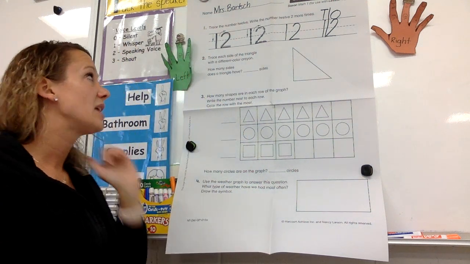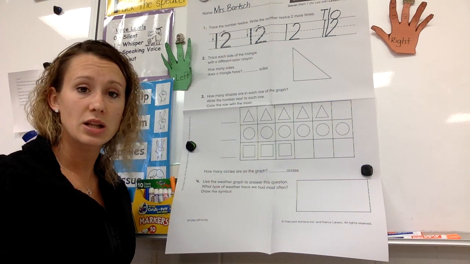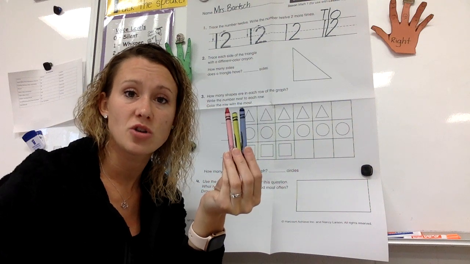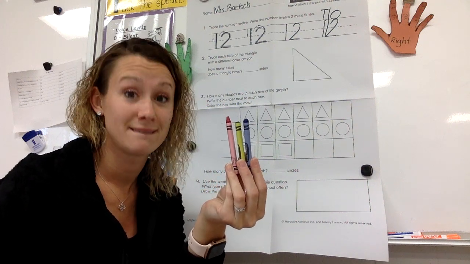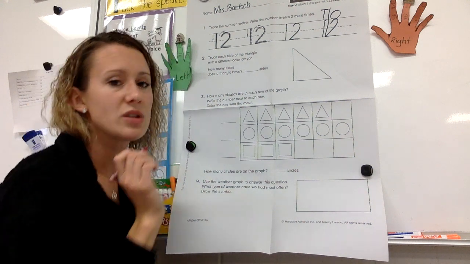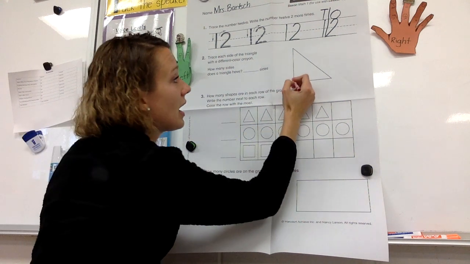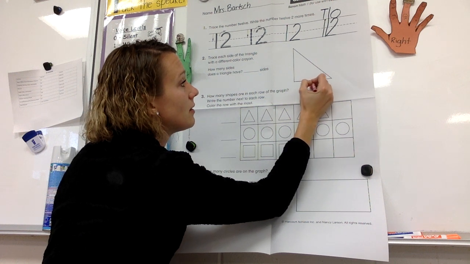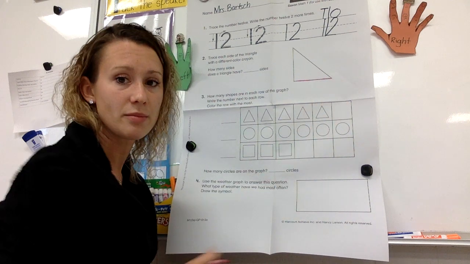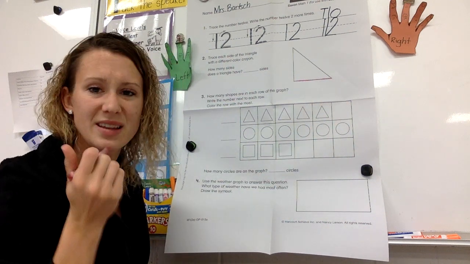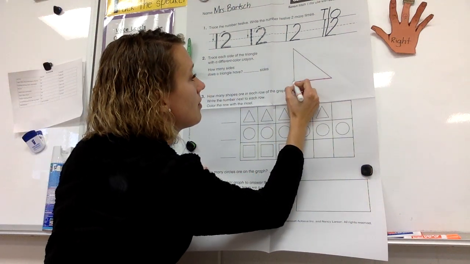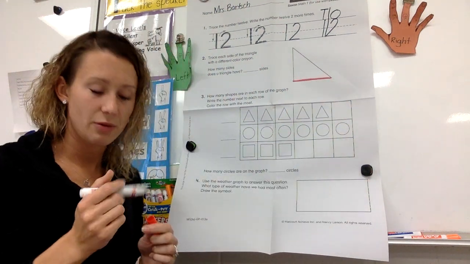It says trace each side of the triangle with a different color crayon. I had you take out 3 colors because a triangle has how many sides? 3. I want you to take your red first. This works better with a crayon than a colored pencil. I want you to trace this bottom line with your red. All you do is stay right on that bottom line. This is hard for you to see. I'm going to use my marker. You're using your crayon. I'll be able to see it in the video. There we go.